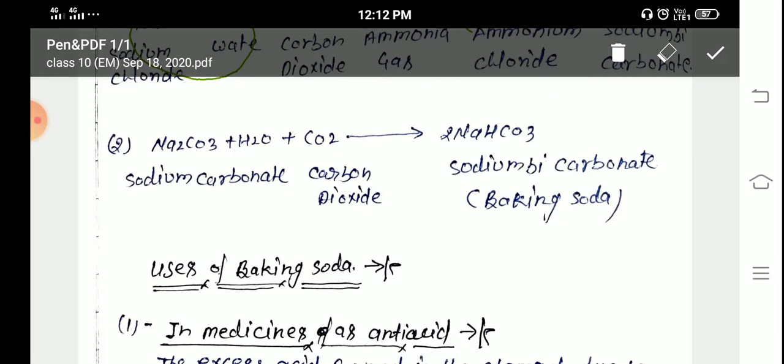Second point: sodium carbonate solution reacts with carbon dioxide. The product is NaHCO3. You see, Na2CO3 + H2O + CO2 react to give NaHCO3, and the product is converted to sodium bicarbonate as baking soda.